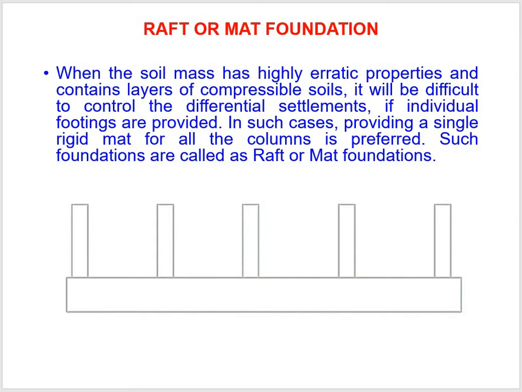First of all, when the soil properties vary throughout the structure of the building, and also you have highly compressible soil, which can lead to differential settlement of the building. In such cases, you can't provide individual footings, and even combined footing won't work. So what you do is keep a single footing base and have all the pedestals on that single footing base. That means you have a concrete slab, on top of that you have the columns which will take the entire loads of the building. Such a construction is called a raft or a mat foundation.